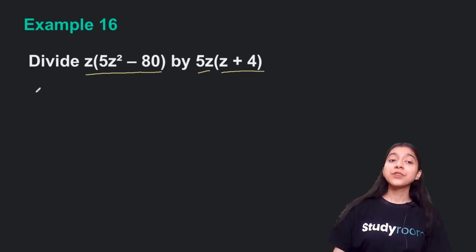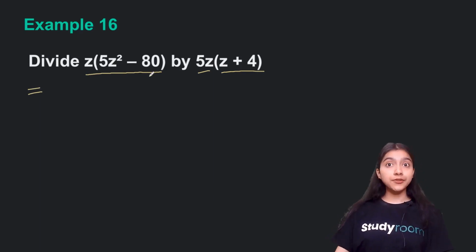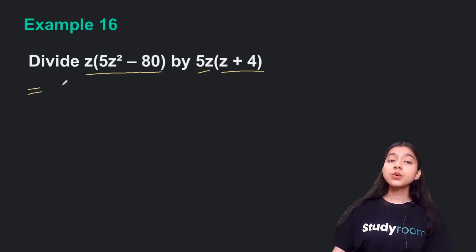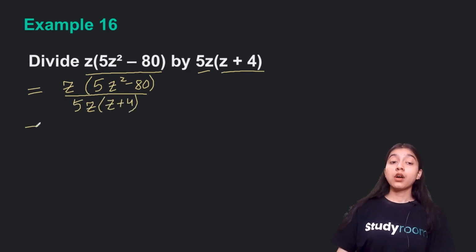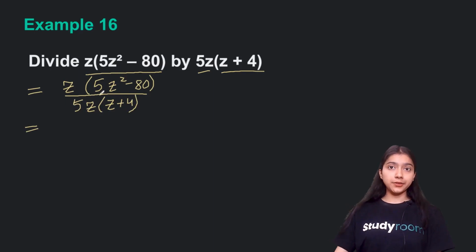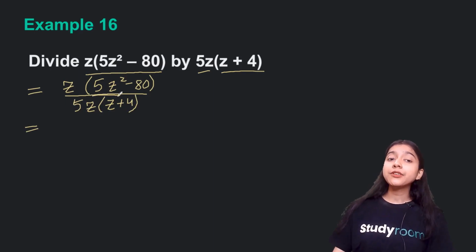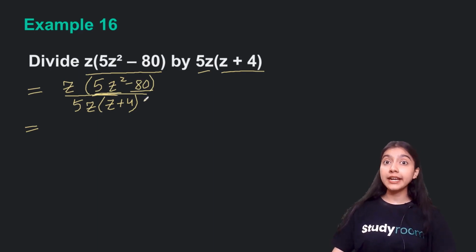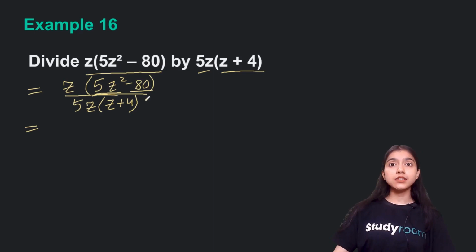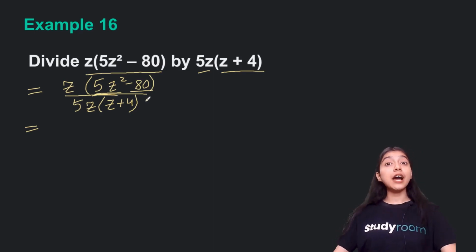So let's do it. This is the dividend and this is the divisor. I'll be writing the dividend on the numerator, that is z multiplied with 5z square minus 80, and we have to divide this whole thing with 5z multiplied with z plus 4. Now, from this numerator, what is the common factor between 5z square and 80? Is there anything common? Yes, we have 5 as a common factor. So we'll be taking 5 outside the bracket.